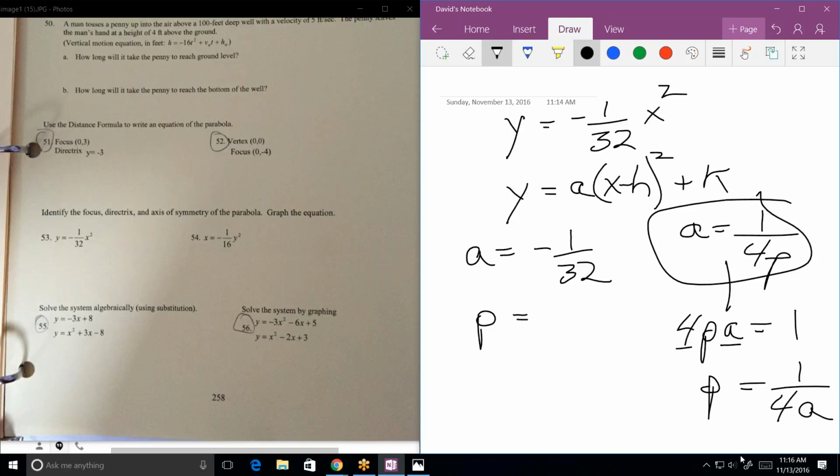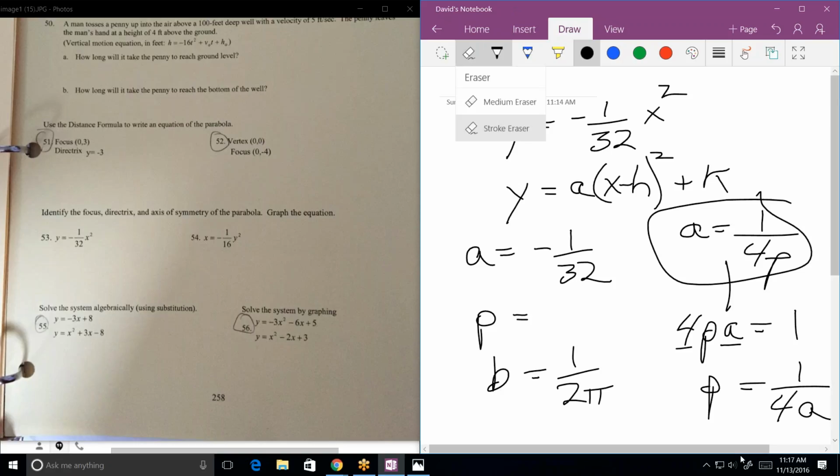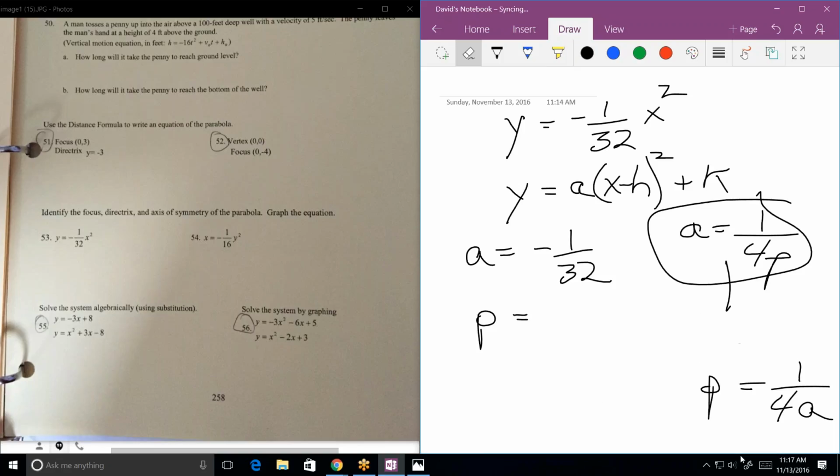Okay. That's always the case. In trig, b is equal to 1 over 2 pi. Well, there's no point in giving a trig analogy. You haven't had trig yet. But when you're solving these, this is always the case. If a equals 1 over p, then p equals 1 over a. And the four doesn't really do anything. In other words, I really could just multiply both sides by p and divide both sides by a to get this. Okay? So we need to calculate p, and we have a.